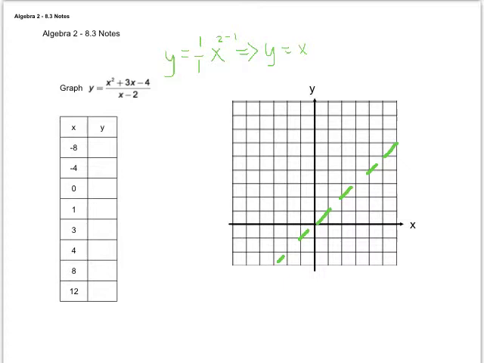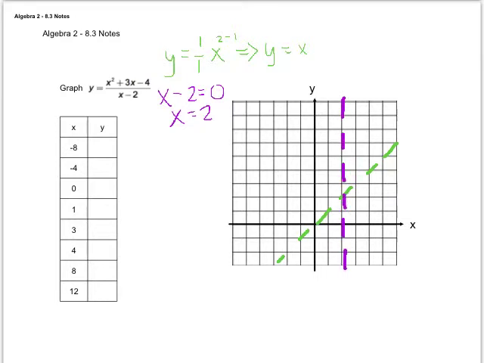And the other thing that we need to check is where my denominator equals 0. So we need to know where that is because that's my vertical asymptote. So when I do that math, I get 2. And let's graph that. So at the x-coordinate of 2, I have a vertical asymptote.